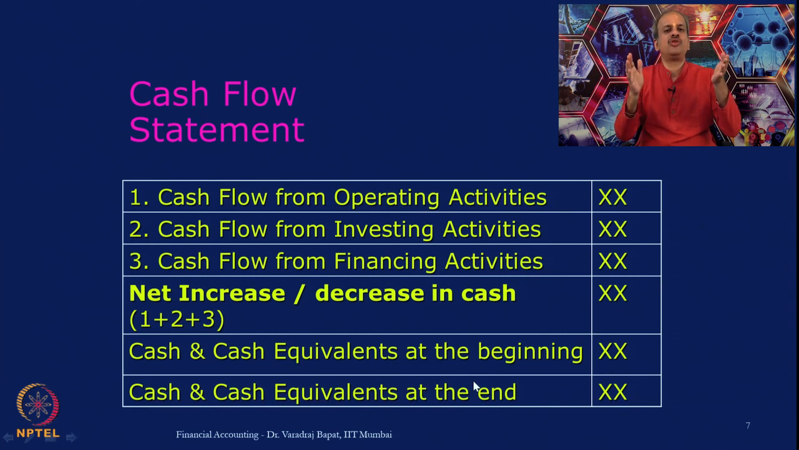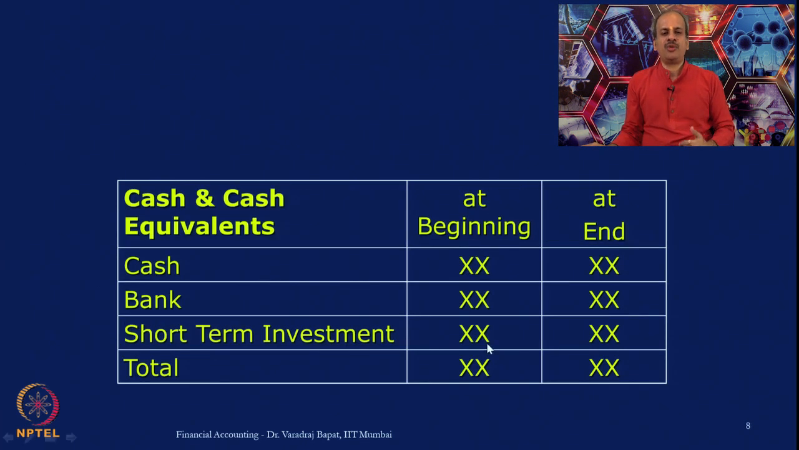Okay. Now, here it should match. The total increase plus beginning should be what is there in the end. Now, apart from this, you have to also show reconciliation of the balances. So, in the balance sheet, you will have the value or the balances of cash and cash equivalent. They are restated in the cash flow statement, both at the beginning and the end. So, the closing cash flow statement will show balances in the beginning as well as end of cash, bank and short term investments, which you are treating as cash equivalent.